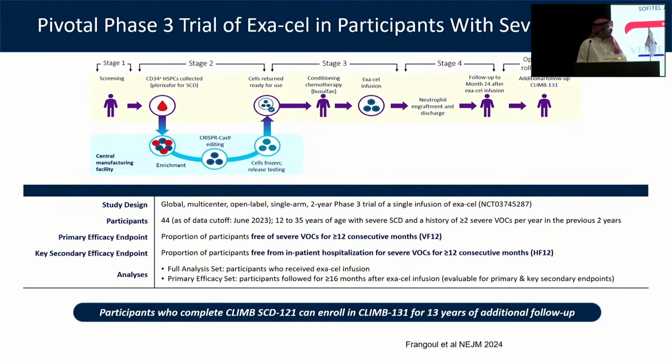They included around 44 patients. The primary endpoint was being free of severe vaso-occlusive crisis for 12 consecutive months. The secondary endpoint was being free from inpatient hospitalization for severe vaso-occlusive crisis. What are the eligibility criteria? We'll talk in detail.